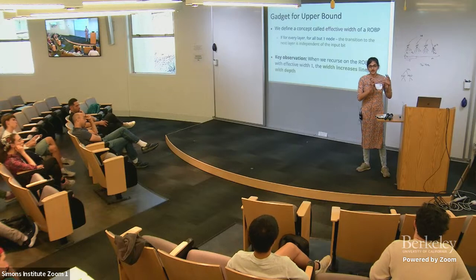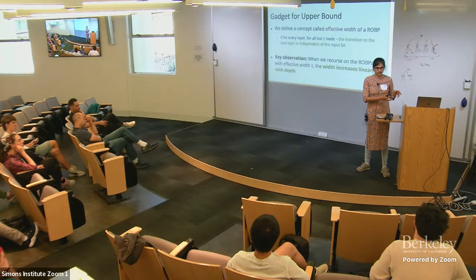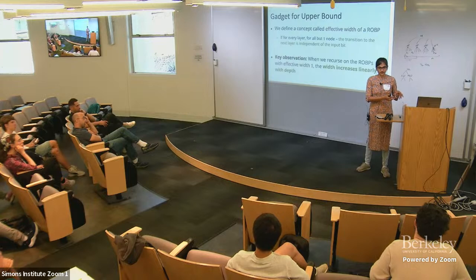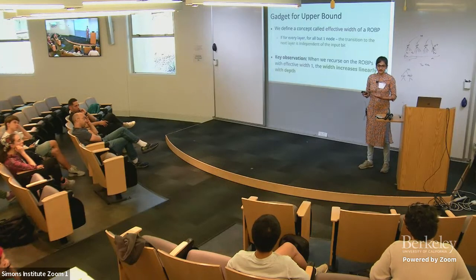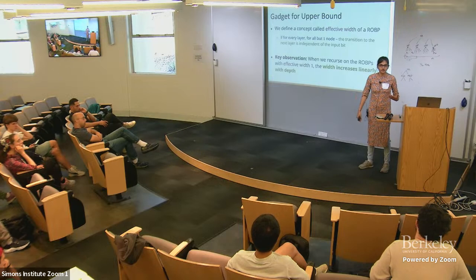But that is just one way of constructing read-once branching programs for solving the point problem. But here I'm saying that maybe you can develop other read-once branching programs which have effective width 1 that solve the point problem and then recurse on them. Because the read-once Boolean formulas can only take you till 1 by n^0.3. It cannot improve on that.